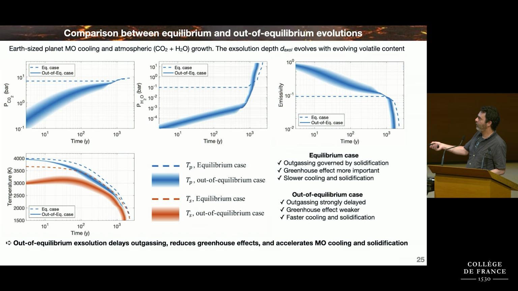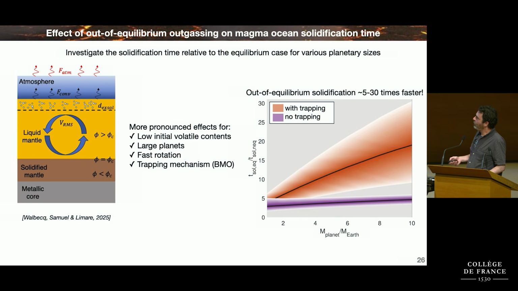Dotted line again is the equilibrium case. You see it takes longer to cool down the surface temperature and the temperature at the top of the magma ocean than for the case where we have non-equilibrium outgassing. So to summarize, out of equilibrium outgassing, or exsolution I should say, delays outgassing, reduces the greenhouse effect, and accelerates magma ocean cooling and solidification. So we tried to quantify that a bit more systematically as a function of planetary mass, and this is what you can see in this plot.